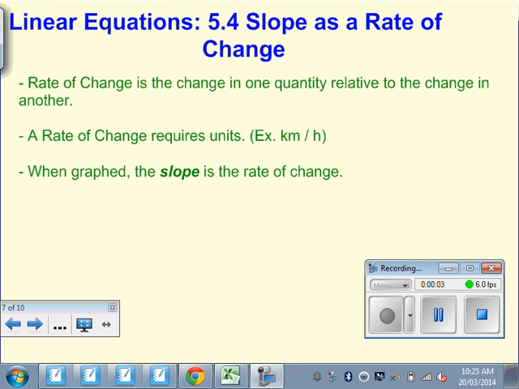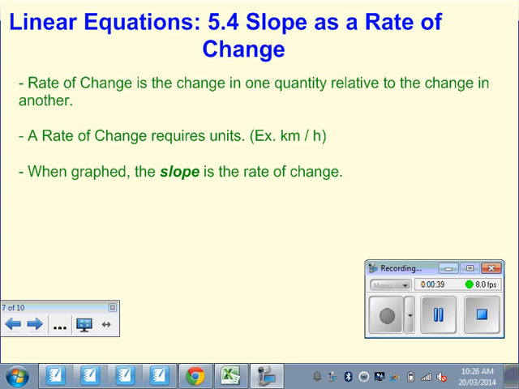In this lesson, we are going to explore how slope can also be considered a rate of change. And a rate of change is something that most people are familiar with, but they don't really refer to it as a rate of change. A rate of change is a change in one quantity relative to the change in another. And this rate of change requires units, because units give this context. And the context allows us to take something that's theoretical and apply it to real-world situations.